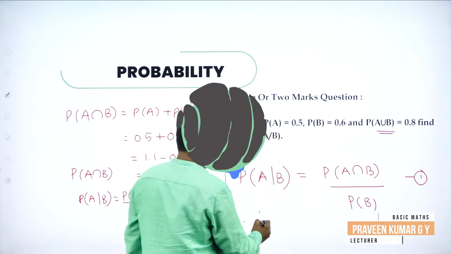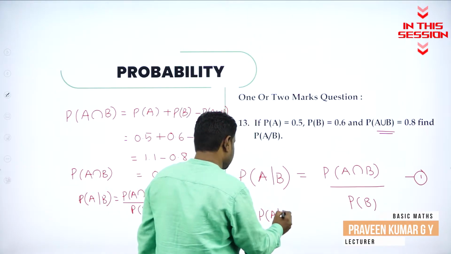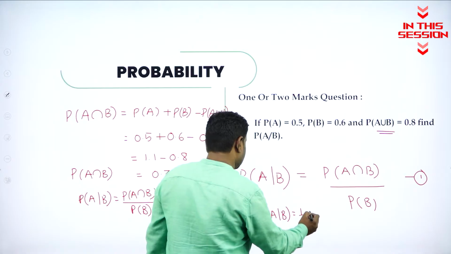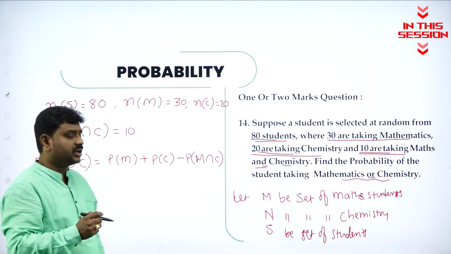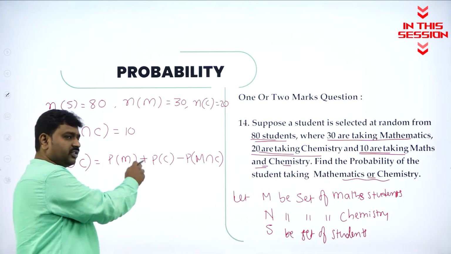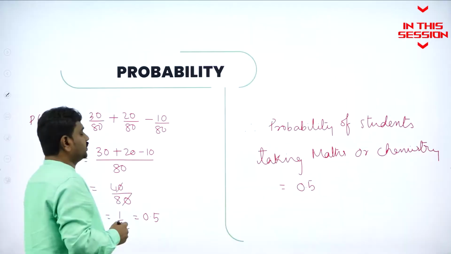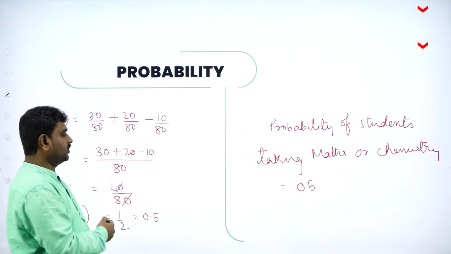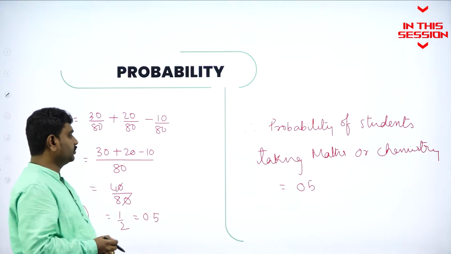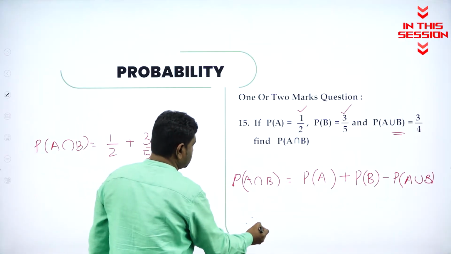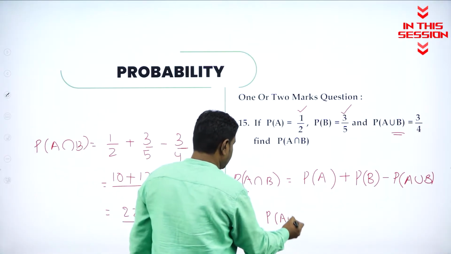What is P of A by B? Therefore, P of A by B is equal to 1 by 2. So we have a formula: P of A union B is P of A plus P of B minus P of A intersection B. 30 plus 20 is 50, 50 minus 10 is 40, 40 by 80 is 1 by 2. So therefore, you got the answer. What is the answer? P of A intersection B value exactly.